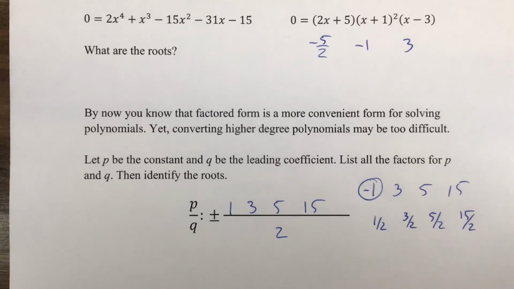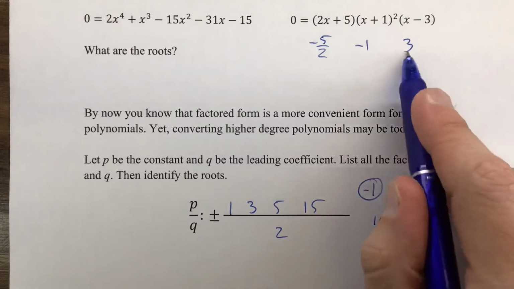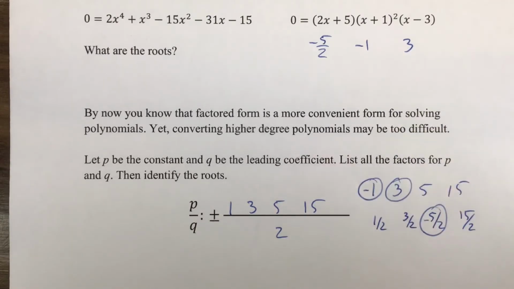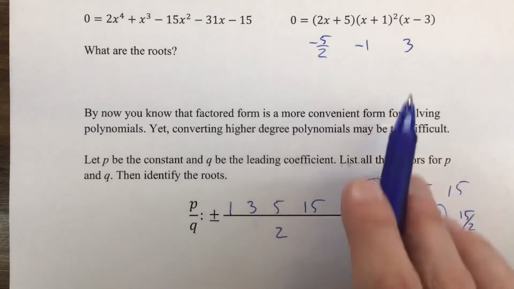It just happens to be that it's going to be negative 1 here. Negative 5/2. Here it is, just as a negative, and 3. They exist in there. Somewhere in my list of 16, positive and negative, all of those roots, which were rational, did exist.